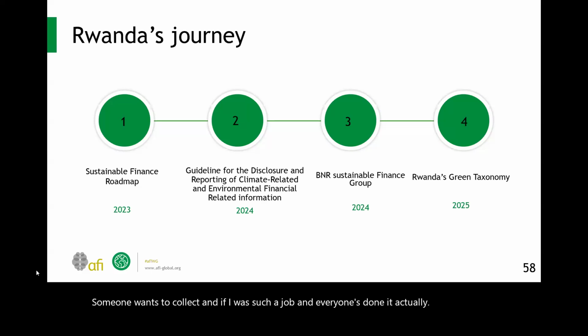Then the fourth step, and the most recent one, this year, a few months ago, Rwanda launched Rwanda's green taxonomy. The taxonomy, I saw that Laura shared it before, but this was an effort of really identifying what sectors and how we manage financing those sectors to ensure that we achieve our climate adaptation and mitigation targets. So this has been the journey thus far.